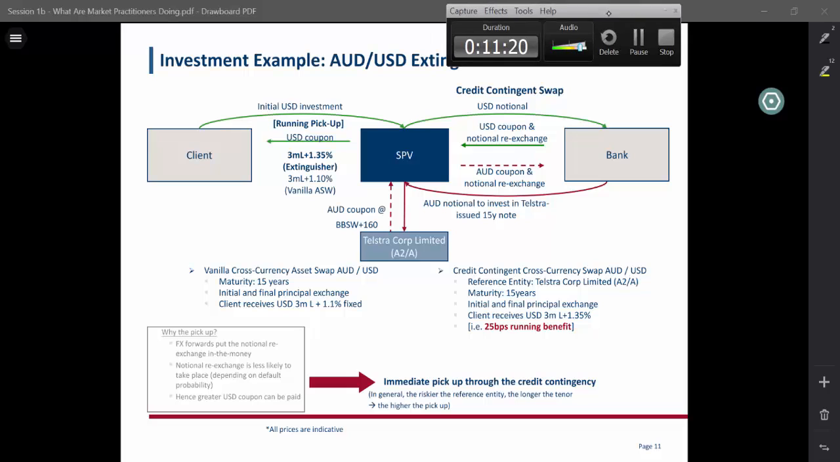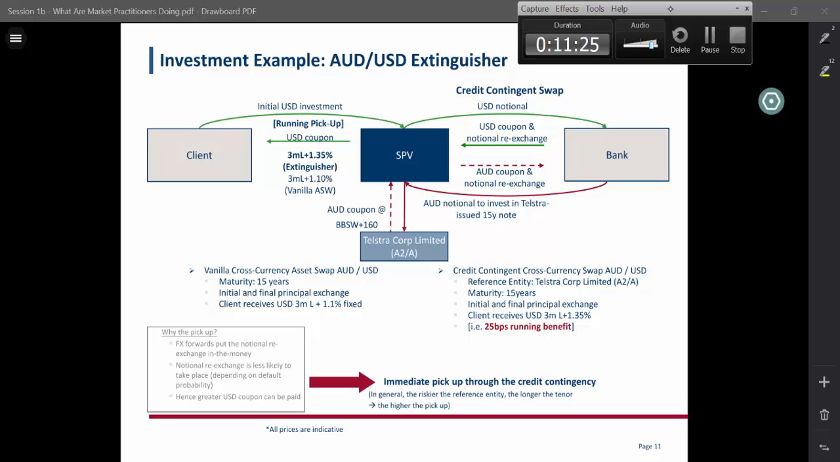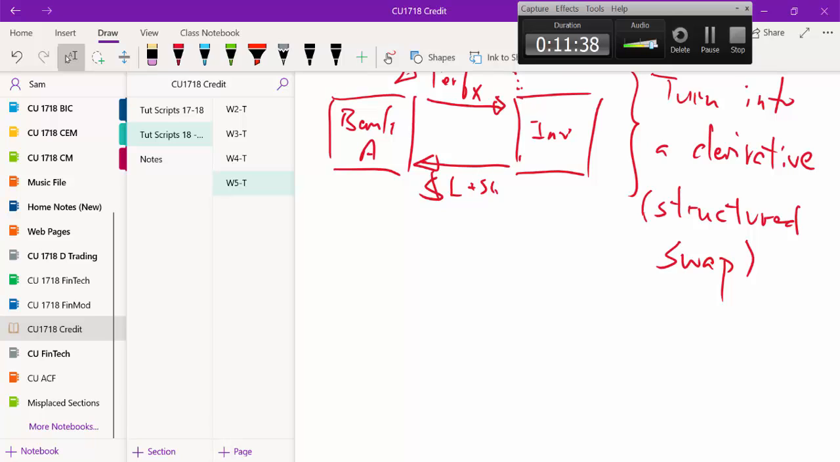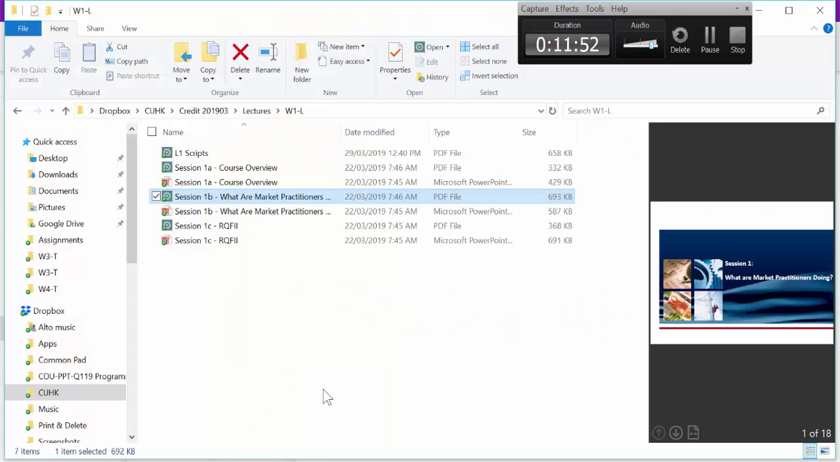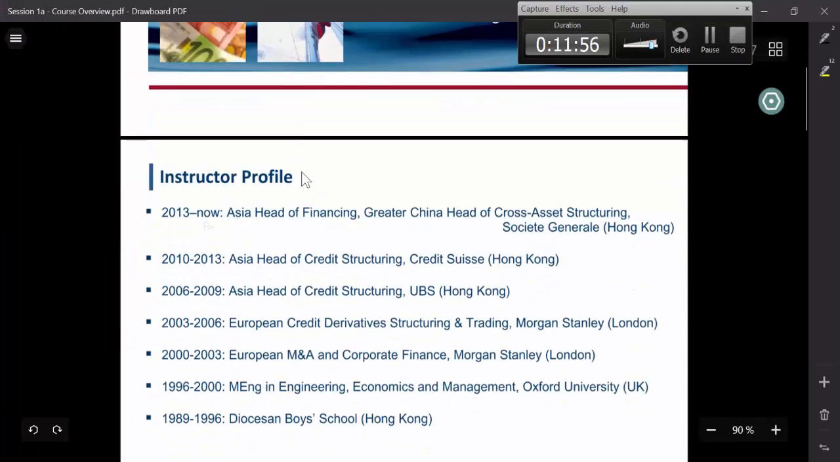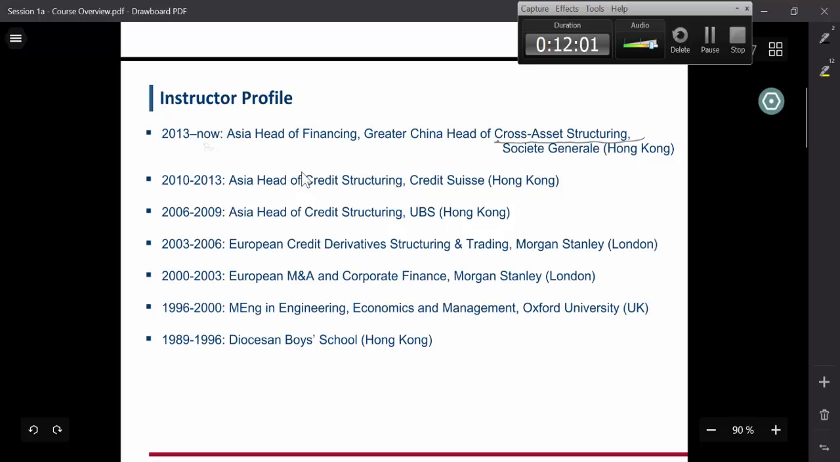Let me say two things about this trade. The first thing is you learn a lot from understanding this trade, which I will go through with you. The second thing is you might have noticed from Ryan's CV that he is head of, I think it's called Cross Asset Solutions in SocGen. Did he introduce himself like this? Yeah, cross asset structuring. Now, this term actually has some meaning, and after I explain to you this extinguisher swap, you will understand a little more about what Ryan does, because it is an example of cross asset structuring. Okay. Now, let me go to this trade.